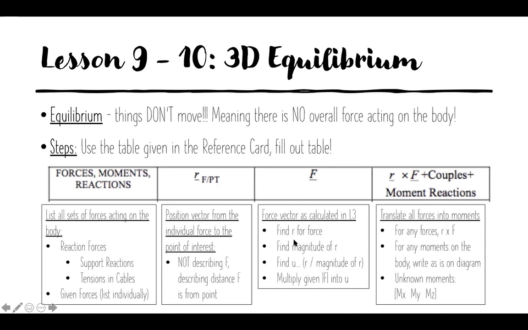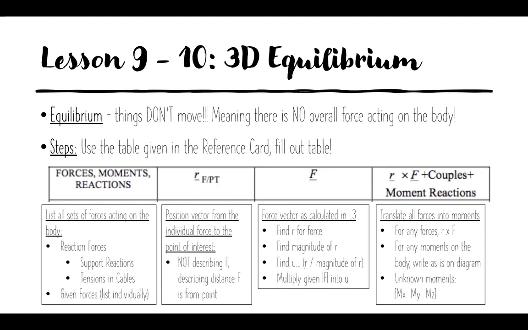Again, from lesson 3, you find the magnitude of the position vector, divide the vector itself by its own magnitude to make it a magnitude of 1, and then you multiply the force given in that problem into the unit vector so that it has the position that you established, but it maintains its same magnitude.